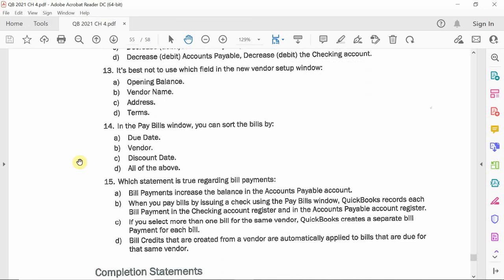Number 14: In the pay bills window, you can sort the bills by... all of the above.